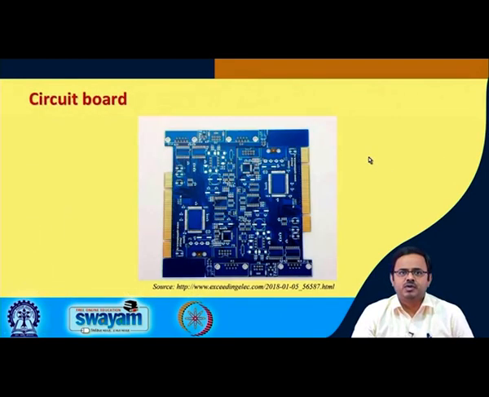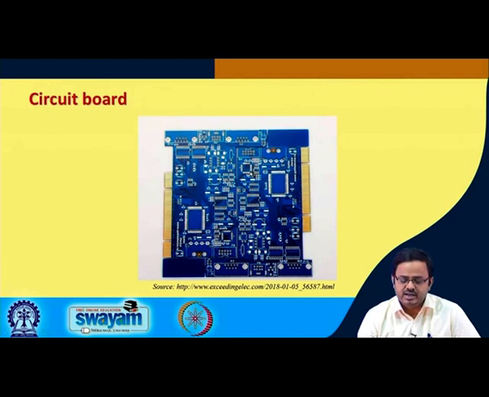So, if that is the case, let us move on. This is a picture of a circuit board before components have been mounted on it. You see you have these connectors at the edges, right? These are the input output ports to the circuit board.